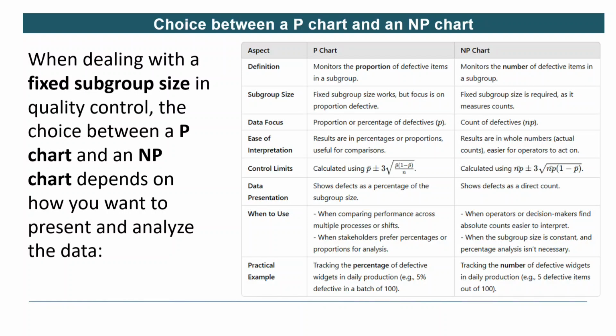And from a formula perspective, the upper and lower control limits are calculated considering P bar: P bar plus or minus 3 times the square root of P bar times (1 minus P bar) divided by n. So this is for the P chart, and it all revolves around P, that is, proportion. Whereas in an NP chart, the control limits are calculated based on NP bar. NP bar is nothing but the average number of non-conforming units. So that is called NP bar. NP bar plus or minus 3 times the square root of NP bar multiplied by (1 minus P bar).